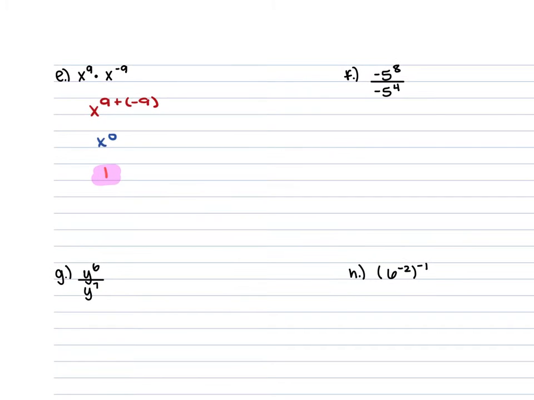For example F, we have negative 5 to the 8th power over negative 5 to the 4th power. That negative 5 is our base. It is the same on the top and the bottom. Since we're dividing, we're going to subtract those powers. So 8 minus 4 is just 4. That's negative 5 to the 4th power. A negative raised to an even power is going to become positive. 5 to the 4th power is 625.